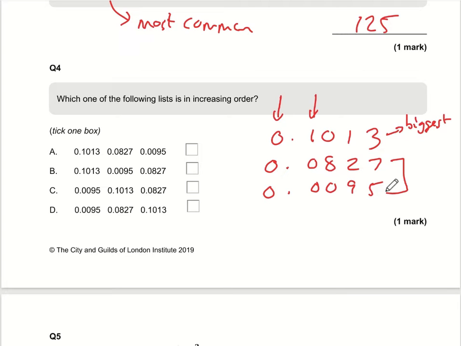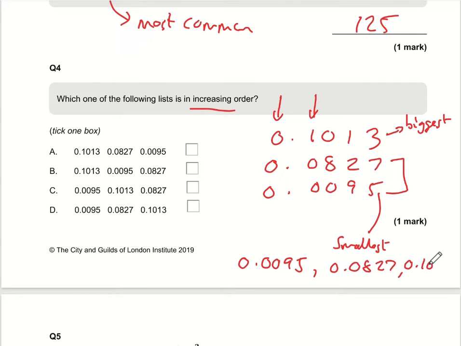Looking at these two numbers here, we've got a 0 in the units, a 0 in the tenths, but in the hundredths we've got an 8 and a 0. 8 is bigger than 0, so this one here is the smallest, and this is the one in the middle, so it should be 0.0095. Yes, it does say increasing order, so 0.0095, 0.0827, and 0.1013. And as we can see, that is option D.